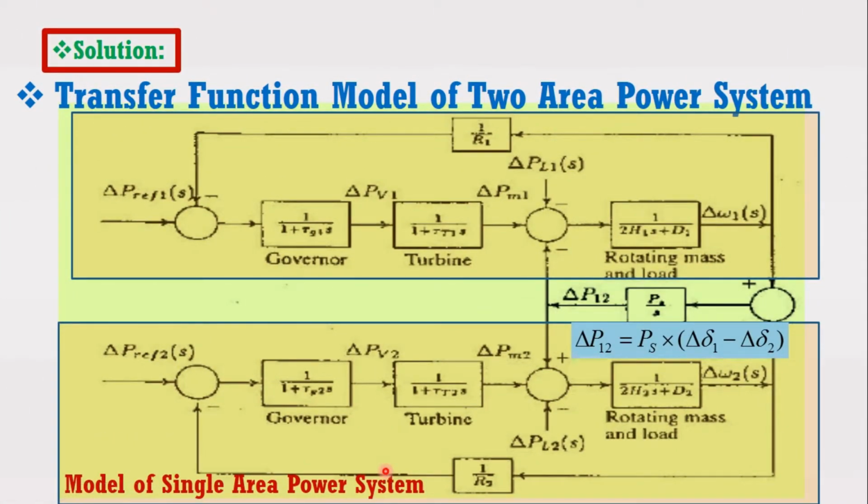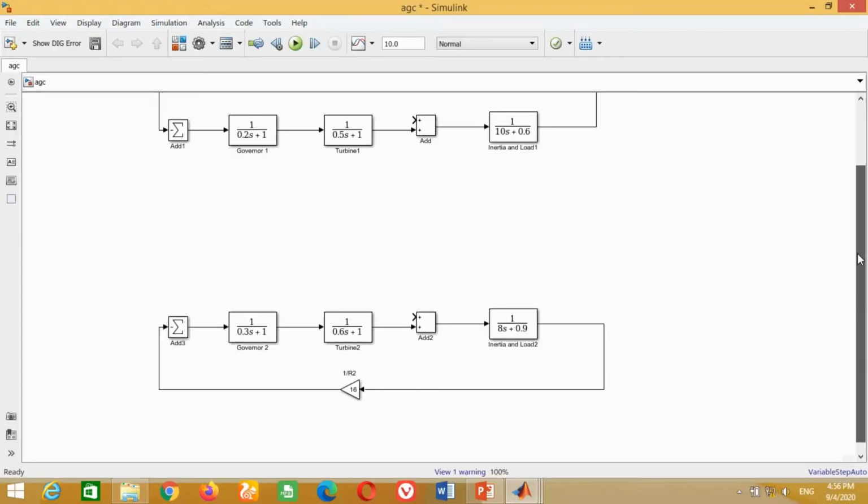It may be noted that now we have to add blocks to include the tie line power flow, which is given by delta P12 is equal to PS into the difference of the frequencies between the two generators. Here delta sigma 1 and 2 basically represents the change in angle of the generator 1 and 2. This change in angle occurred due to change in frequency.